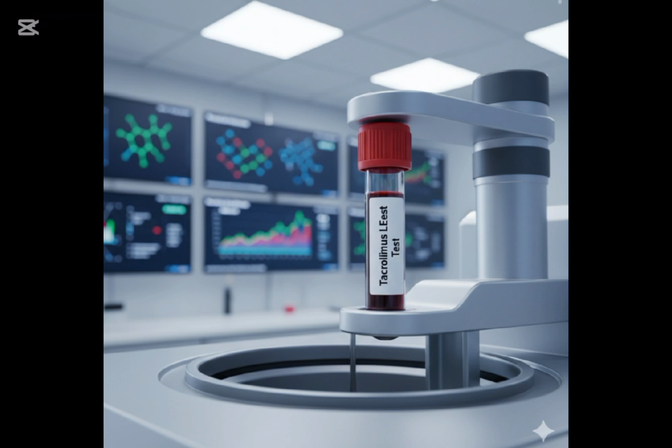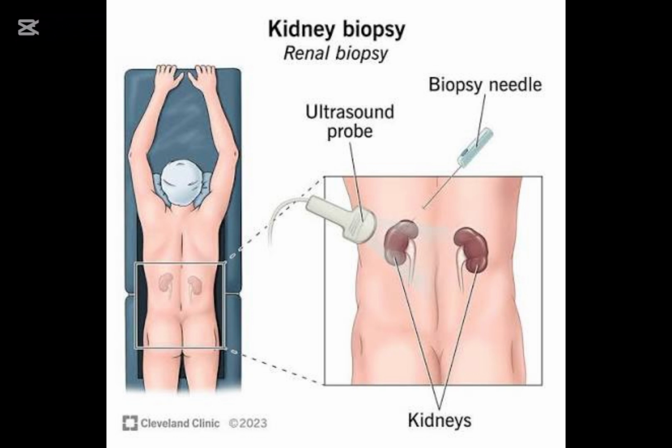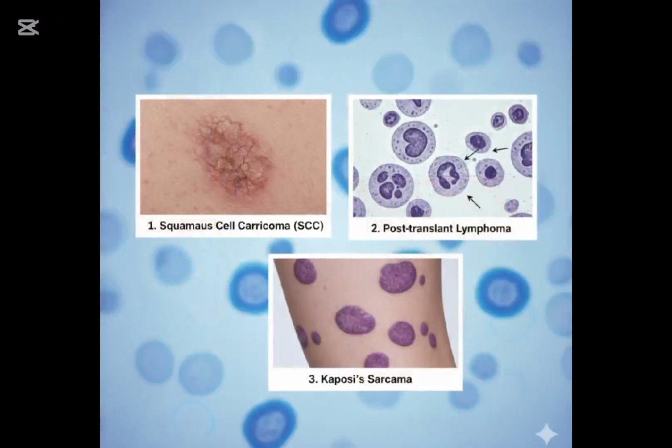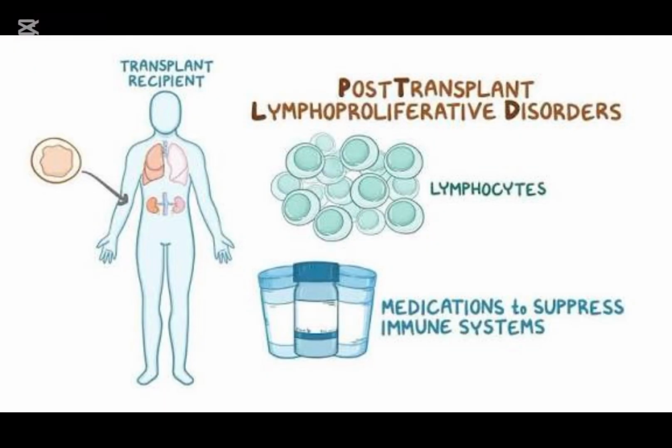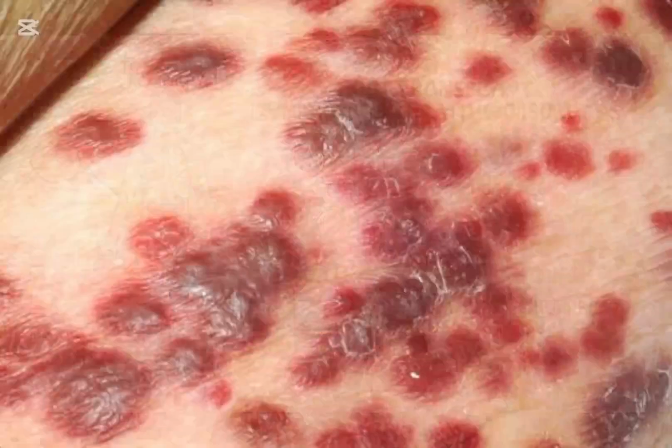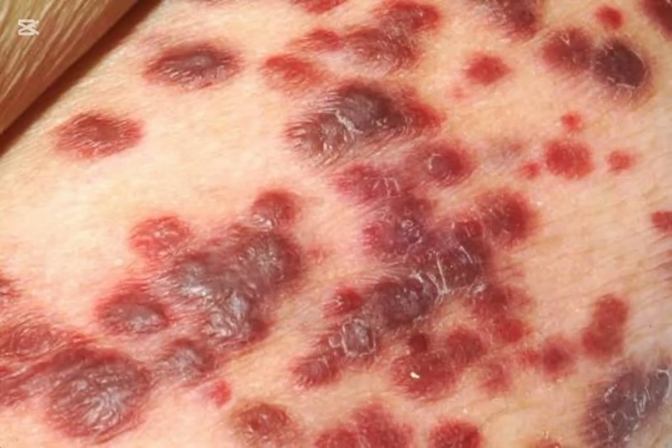Next, check tacrolimus levels to look for drug toxicity, and if all those are normal, the final step is to do a renal biopsy to confirm or rule out graft rejection. Post-transplant complications are not limited to kidney dysfunction. Patients are also prone to malignancies due to long-term immunosuppression. Most common are skin cancers, especially squamous cell carcinoma, and post-transplant lymphoproliferative disorders such as lymphoma. There is also an increased risk of Kaposi sarcoma, though it's relatively rare.